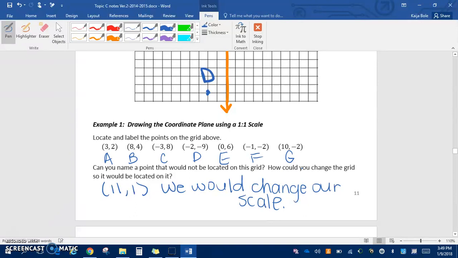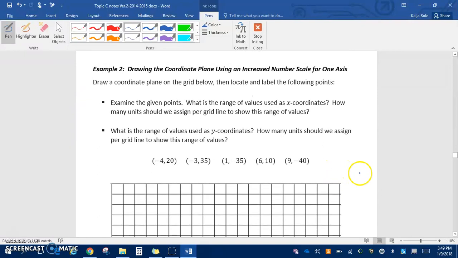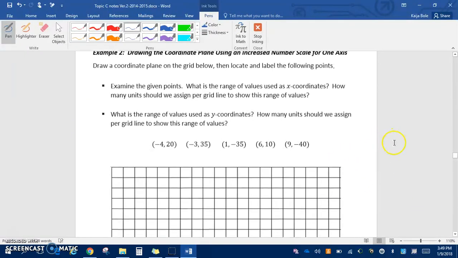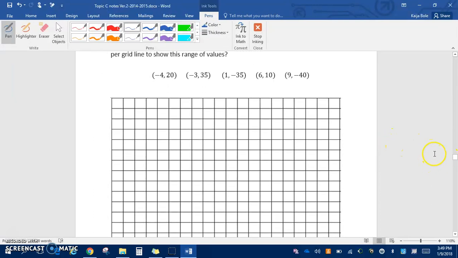Okay. So that's all we're going to do for that page. We're going to skip over to the next page now. Alright, so they gave us all these points, and now we need to figure out the scale. So we're going to figure out an x scale and a y scale.